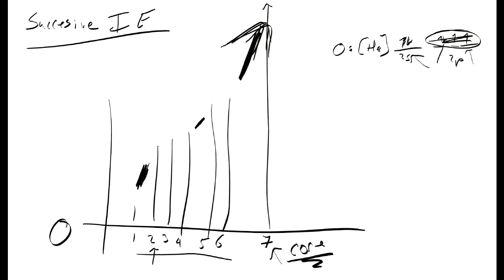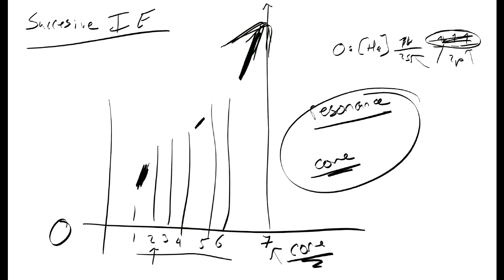So when you're looking at ionization energies, when you're looking at successive ionization energies too, pay attention to resonance and core. Okay, those are the two things you really need to look out for. That's where you're going to see big jumps, unexpected leaps in ionization energies.